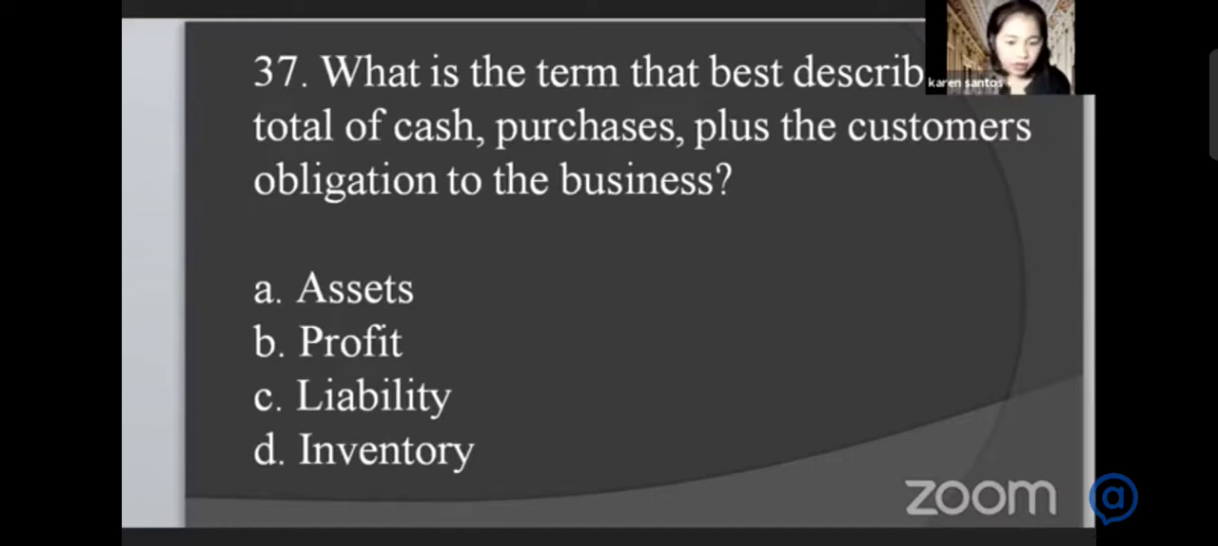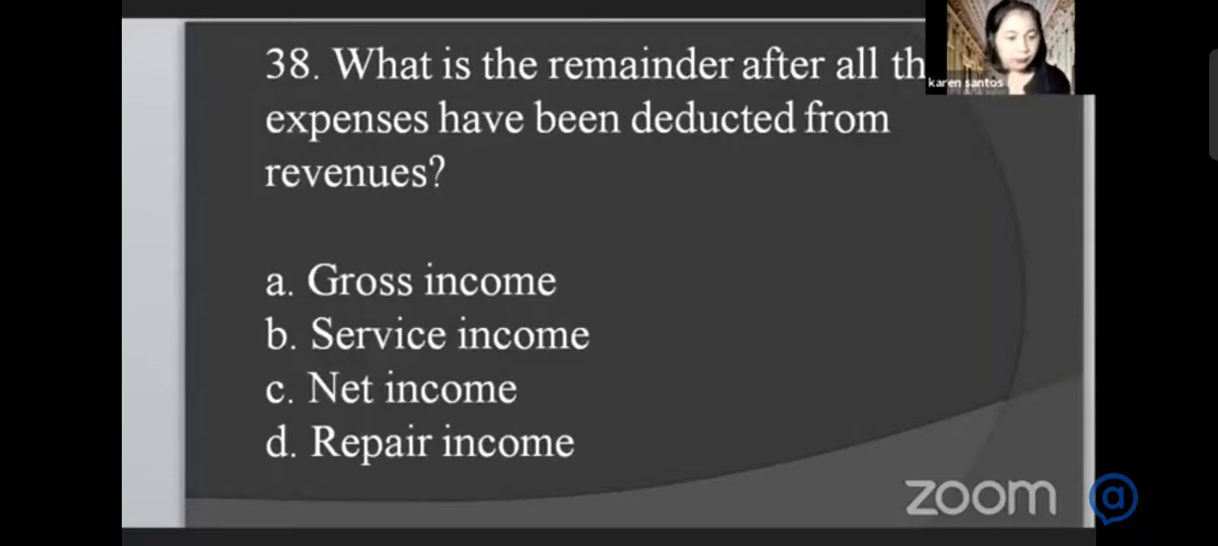Okay, so next question. What is the remainder after all the expenses have been deducted from revenues? What is the remainder after all the expenses have been deducted from revenues? A, gross income. B, service income. C, net income. D, repair income.